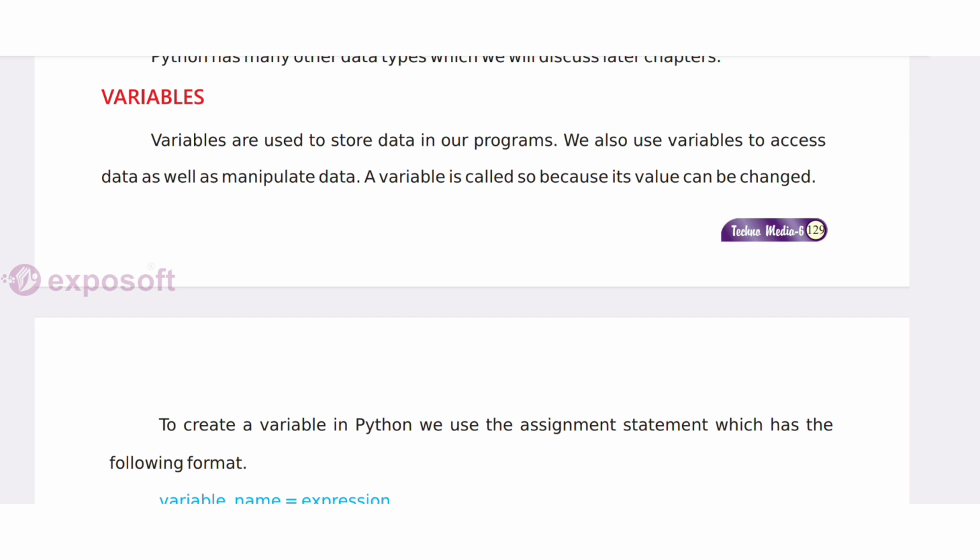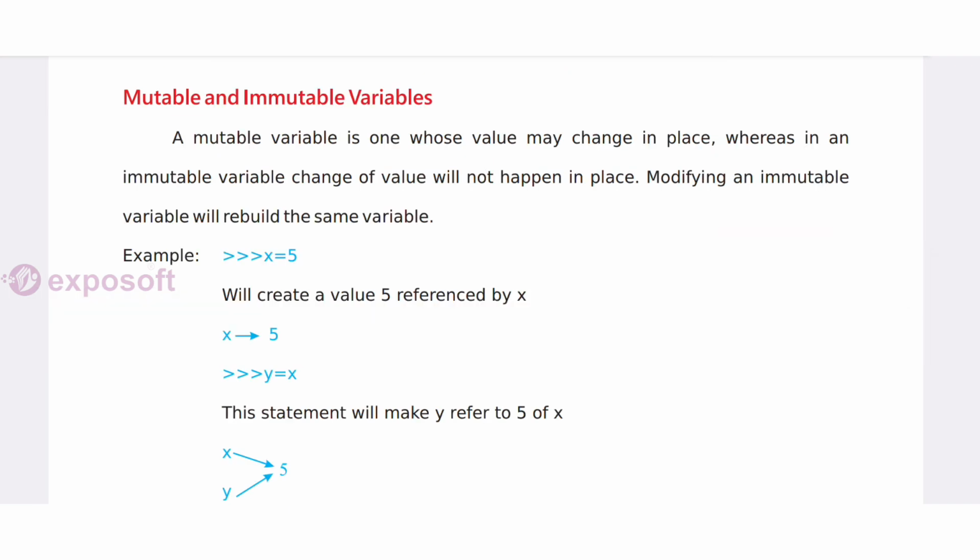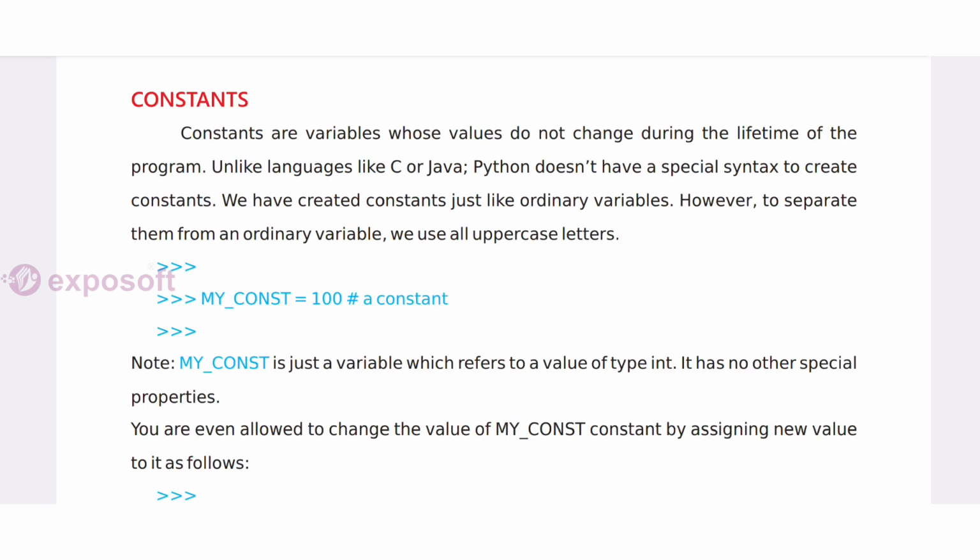Variables. Variables are used to store data in our programs. We also use variables to access data as well as manipulate data. Mutable and immutable variables. A mutable variable is one whose value may change in place, whereas in an immutable variable, change of value will not happen in place. Constants. Constants are variables whose values do not change during the lifetime of the program. Unlike languages like C or Java, Python doesn't have a special syntax to create constants.